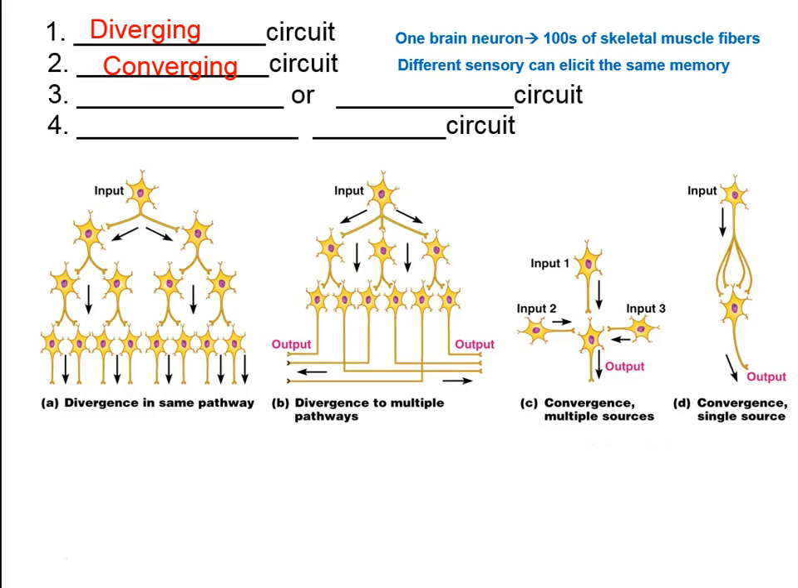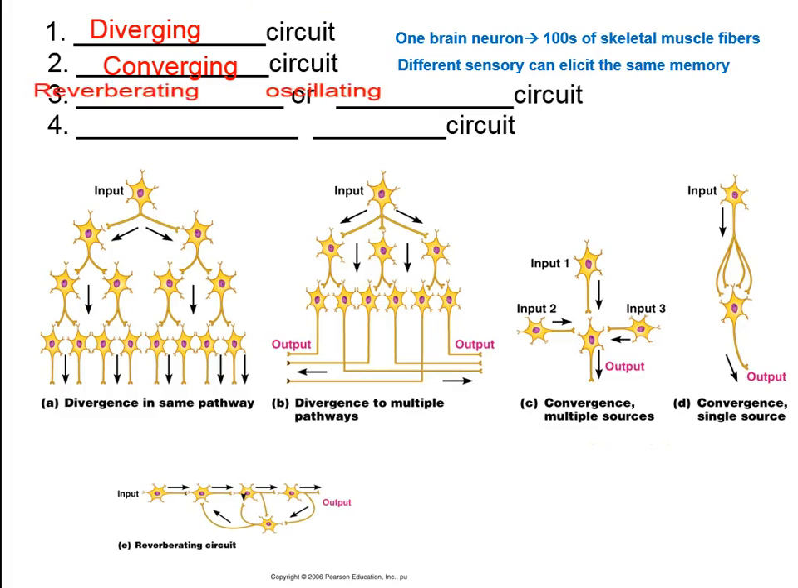Like I can smell an apple pie and think of my grandmother's house, or I can see a picture of my grandmother's house and think of my grandmother's house, or I can hear my grandmother's voice on a tape and think of my grandmother's house. So 3 different senses, and I'm all thinking about or having the same memory of something that happened at my grandmother's house.